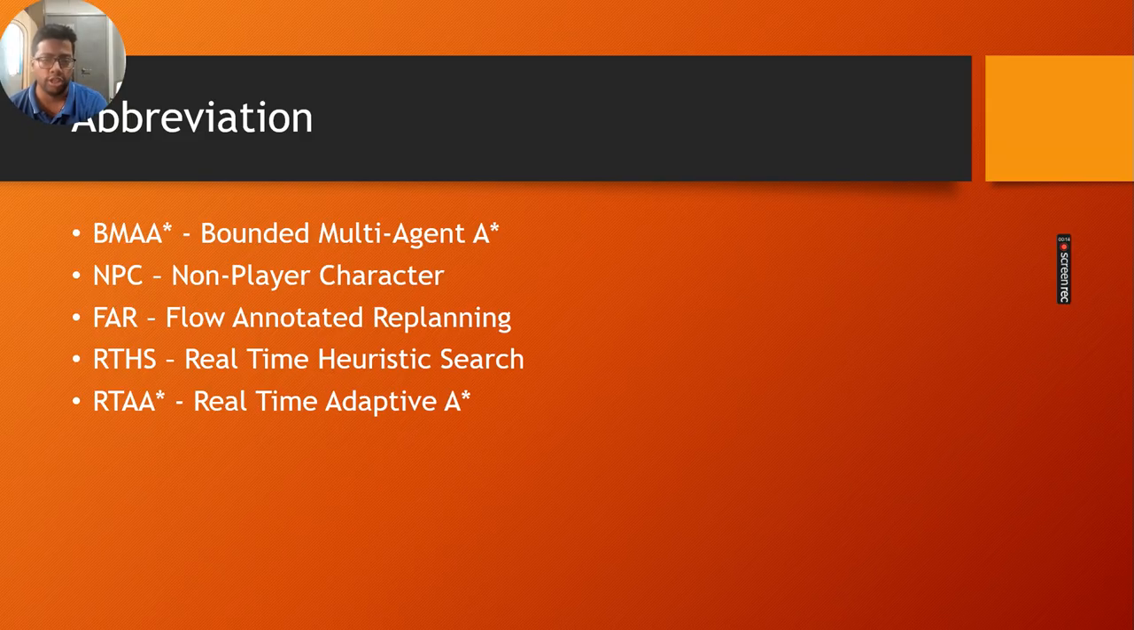I'm going to use certain abbreviations in my presentation. They are as follows: BMAA star, bounded multi-agent A star. NPC is non-playing character. It is in reference to video games. FAR is flow annotated replanning. It's an algorithm for heuristic search. RTHS is real-time heuristic search, and RTA A-star is real-time adaptive A-star.